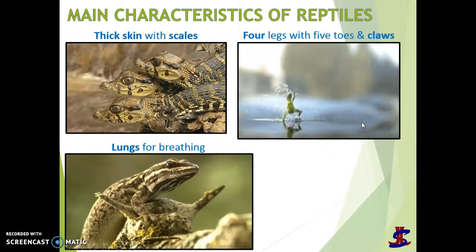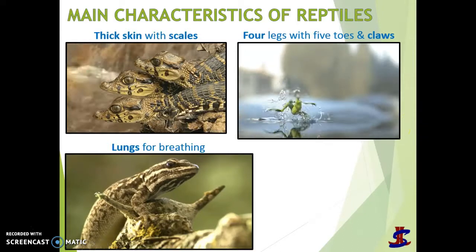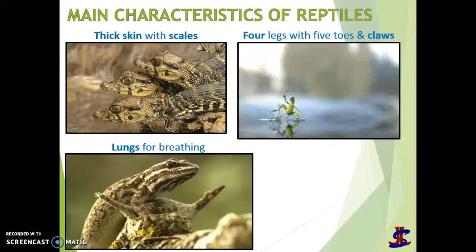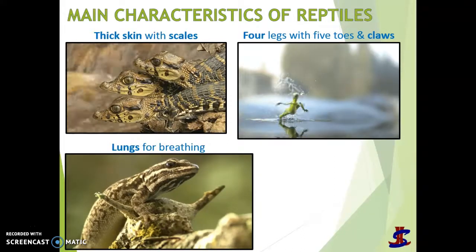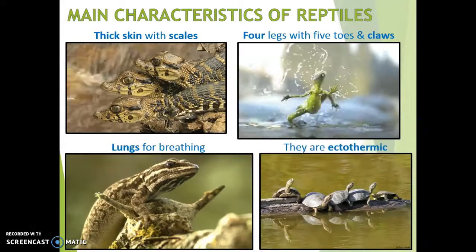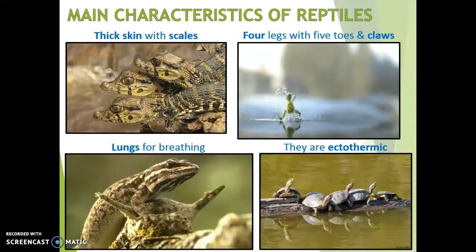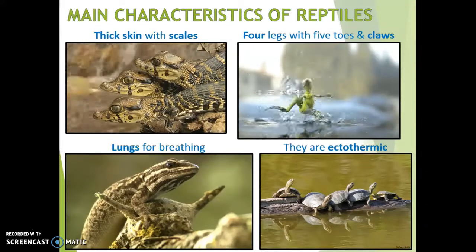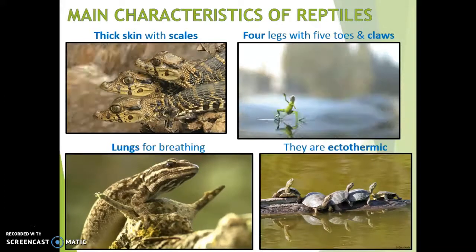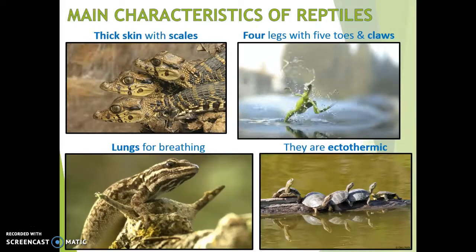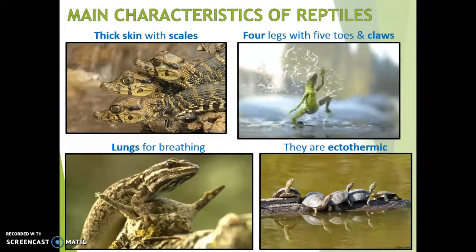They have lungs for breathing, so they don't have cutaneous respiration anymore. Some reptiles can live in water, but they breathe through lungs. They don't have cutaneous respiration. And finally, like fish and amphibians, they are ectothermic. They are cold-blooded animals. They need the sun to increase their temperature. If they are too hot, they go to a shade and then their temperature goes down. That means to be ectothermic.